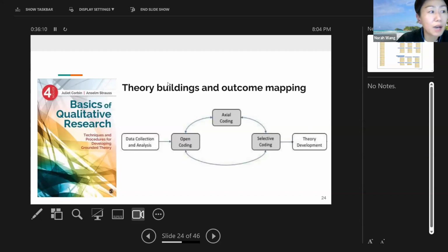So, how many of you have used change stories as a method to do evaluation? I can see some facial expressions here. Okay, so will you appreciate more explanations? Okay, good.